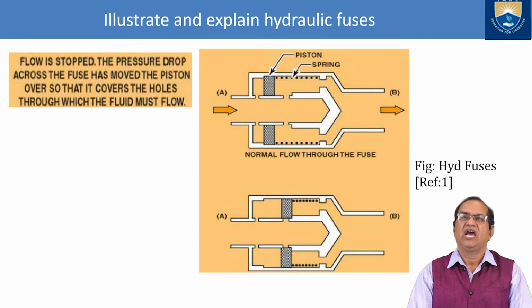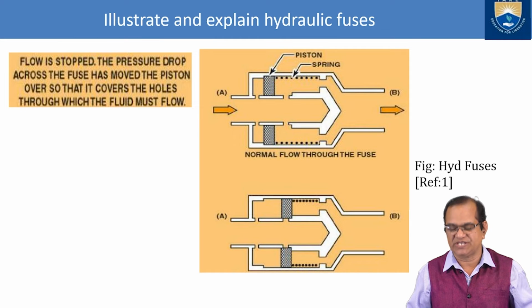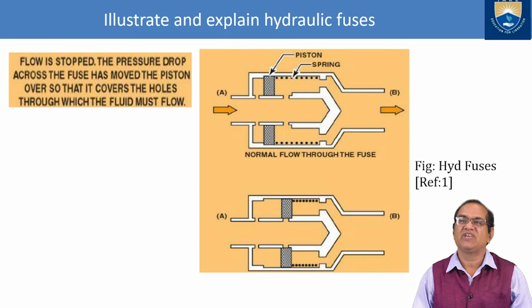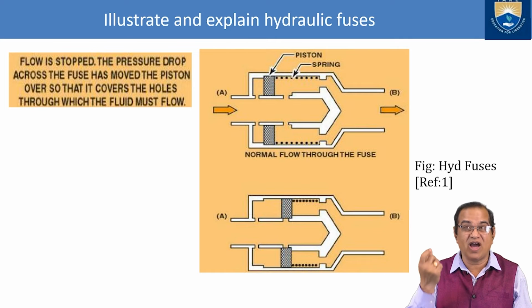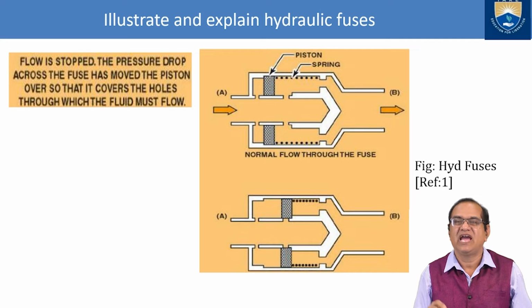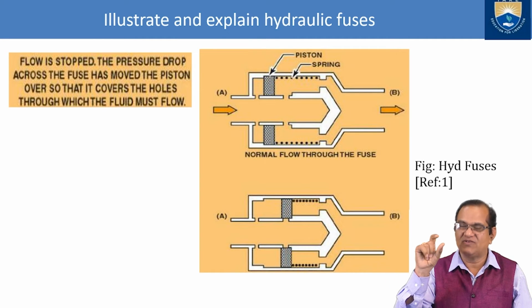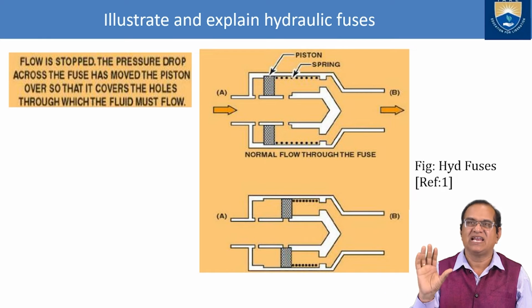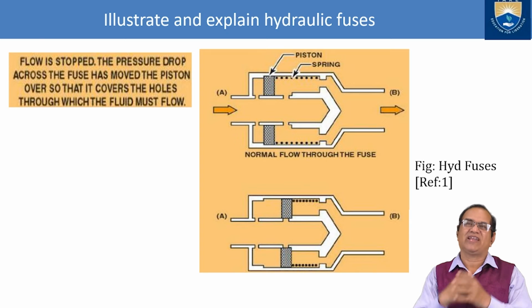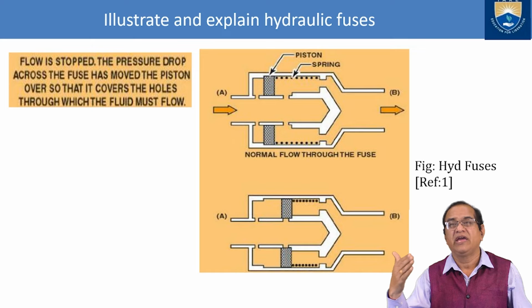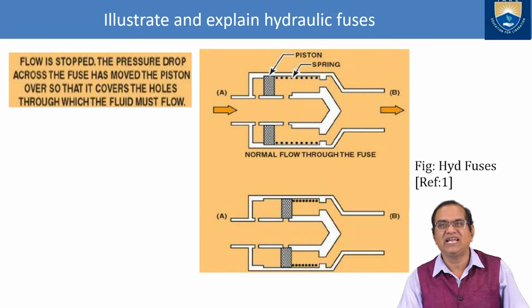Next is to illustrate and explain hydraulic fuses. In this we have to see what is the purpose of the fuse. You know that in the electrical system we used to have an old type of wire fixed near the main supply, rated 5 amperes, 8 amperes, 10 amperes, 15 amperes. As and when some short circuit is there, the amperes will go more than that, and it will burn.